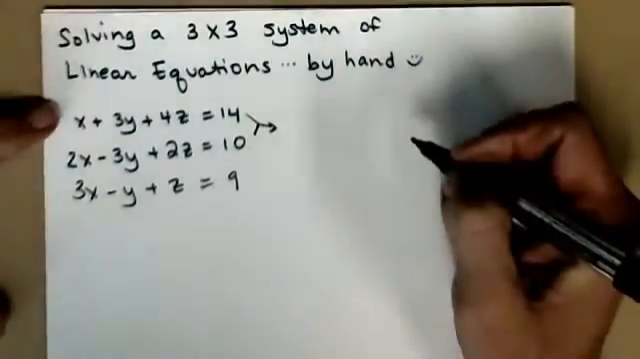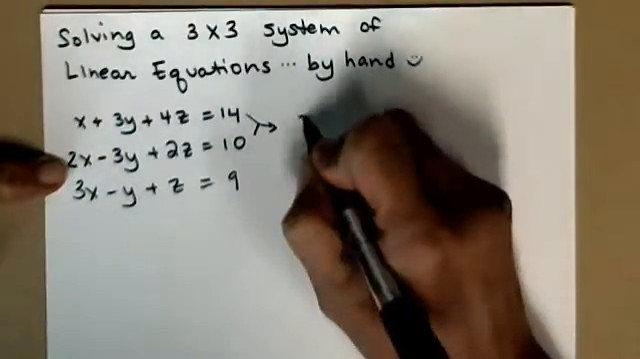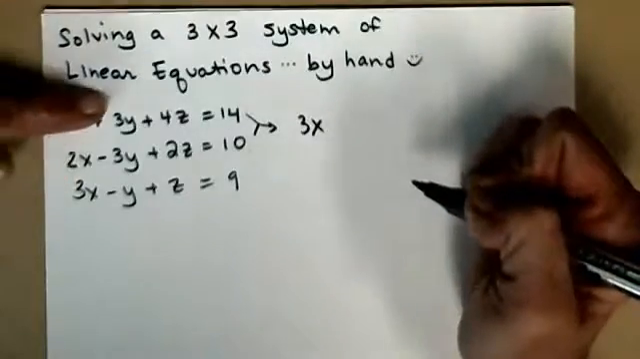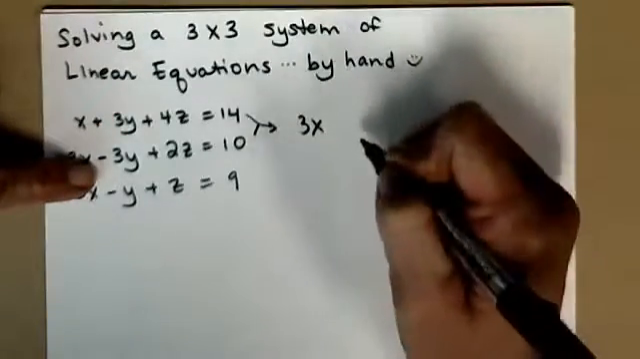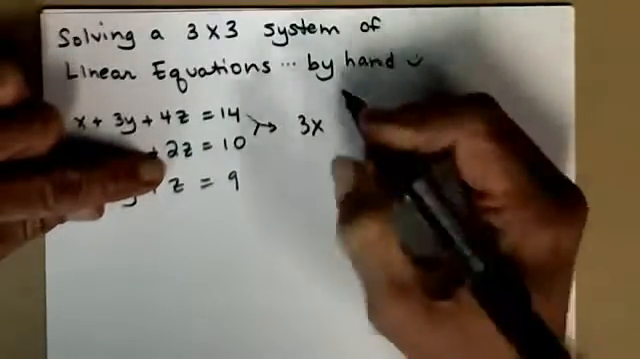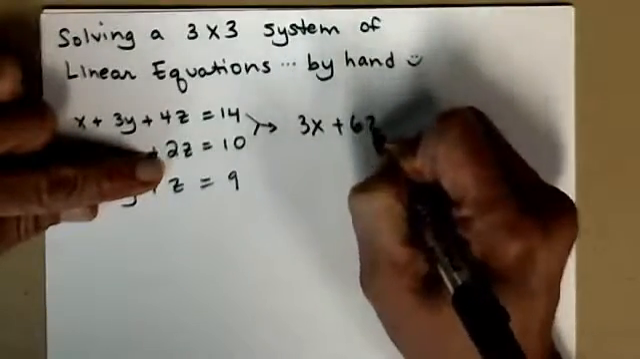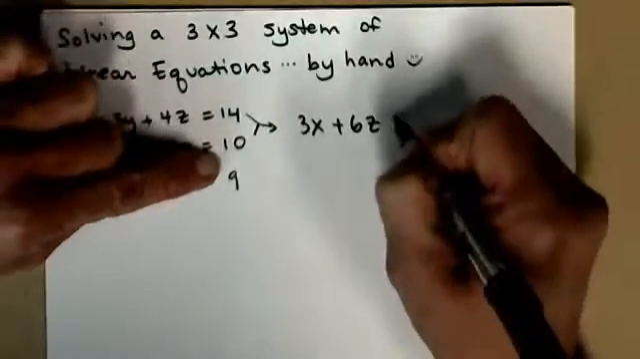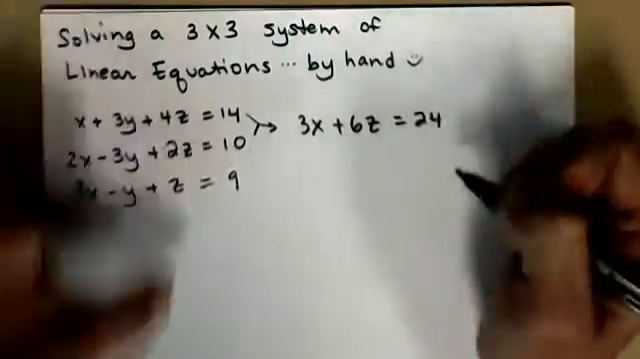So let's go ahead and add these 2 together to get a new equation. So x plus 2x, 3y plus a negative 3y, those go away. 4z plus 2z, and 14 plus 10.